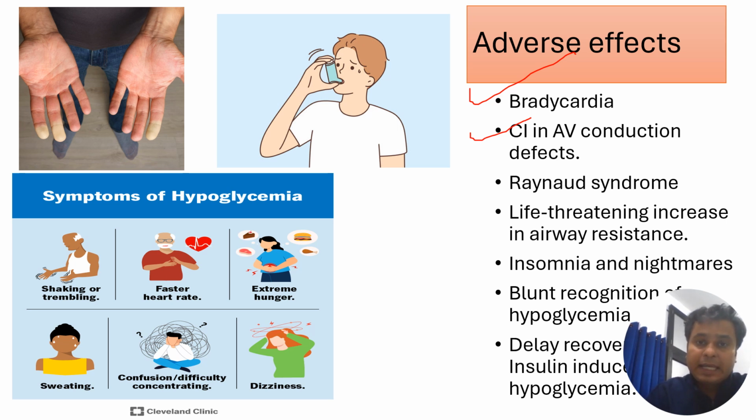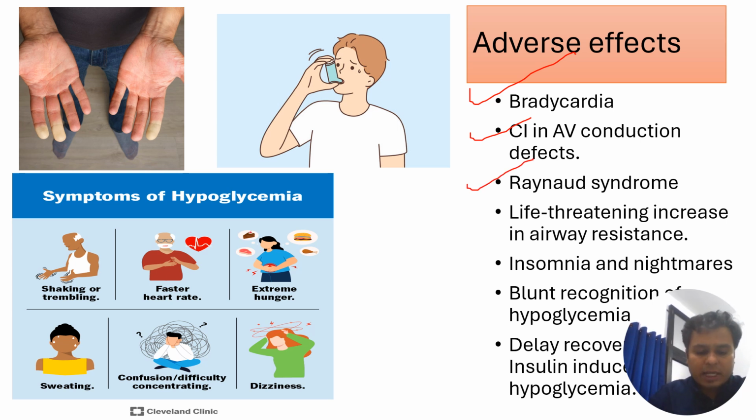They also increase the refractory period of AV node. So if a patient is suffering from AV conduction defects, then beta blockers are contraindicated in such conditions because they can aggravate that condition. And now coming to Raynaud syndrome.